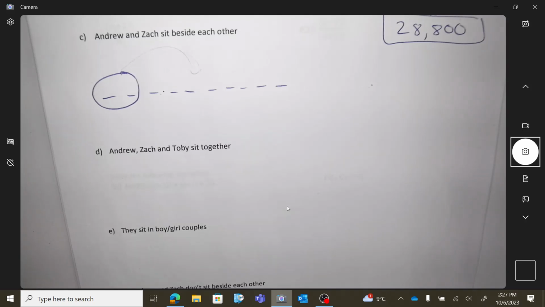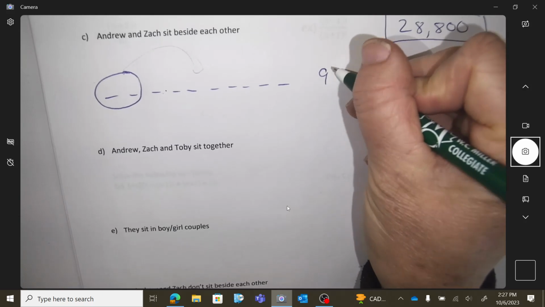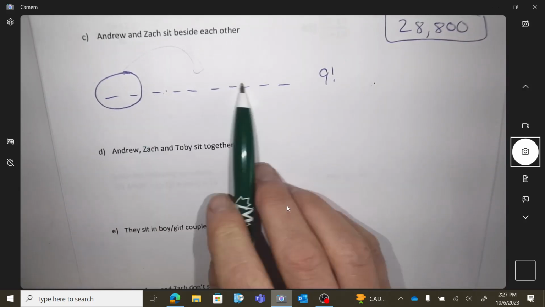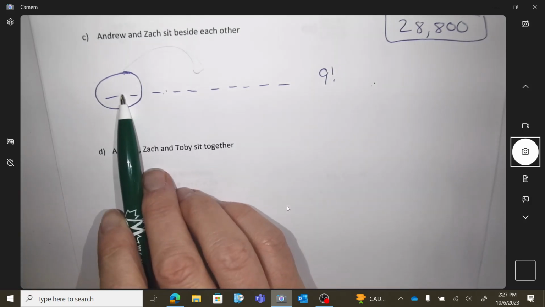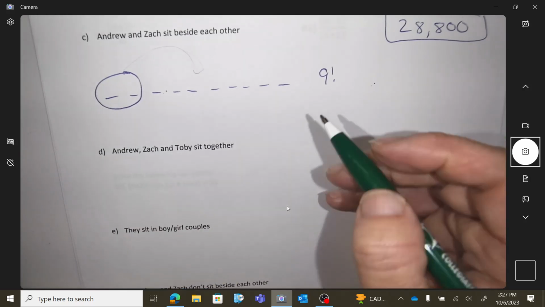Okay, here's the first thing I want you to think about. How many items are you moving around? And you're considering this now just its own item. It got glued together as an item. So now we're just moving 9 items around. Because these are 8 individuals plus 1 glued group. So there's 9 items moving around.